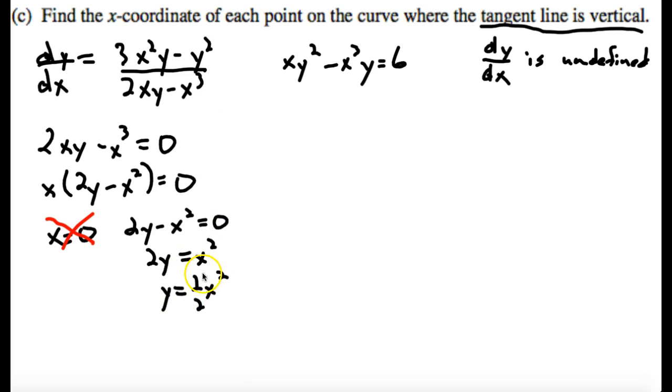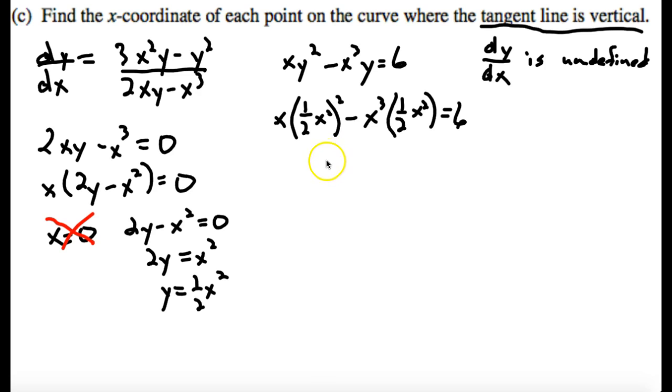So let's take a look at this piece. If I plug 1/2 x squared in place of my y's, I've got x times 1/2 x squared squared minus x cubed times 1/2 x squared equals 6. So let's simplify here. 1/2 squared would be 1/4, right? X squared squared would be x to the 4th, times another x would be x to the 5th. So I've got 1/4 x to the 5th out of this term here.